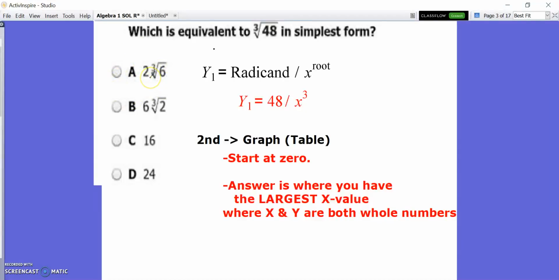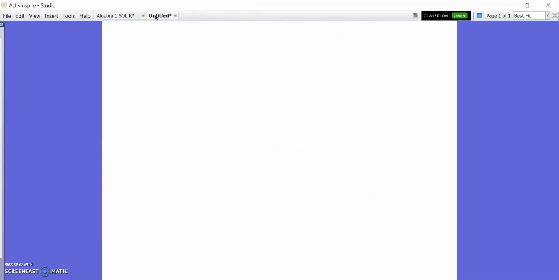If you want another example, let's say instead of a cube root, we wanted to do a square root. So let's just do an easy one we can easily do by hand. Let's do the square root of 18.